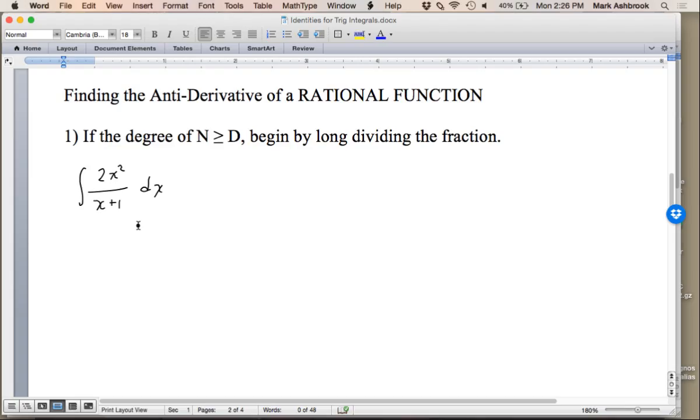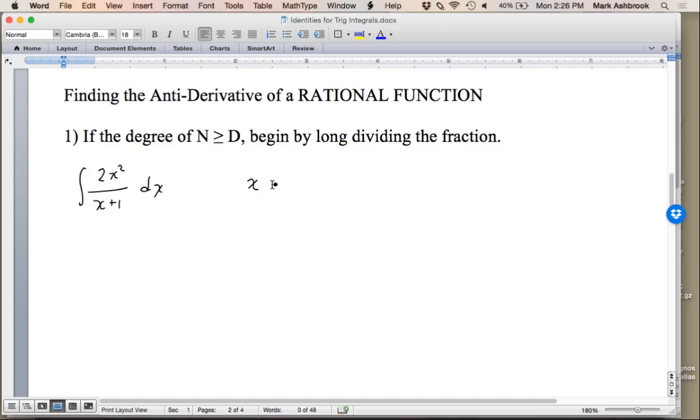So we might be able to do it by undoing the product rule, but it's not one of the common forms for it. So we're going to learn a new technique for these. The first thing we want to look at is if the degree of the numerator is greater than or equal to the denominator, that's what I have here, we're going to do long division. So we're going to long divide this.